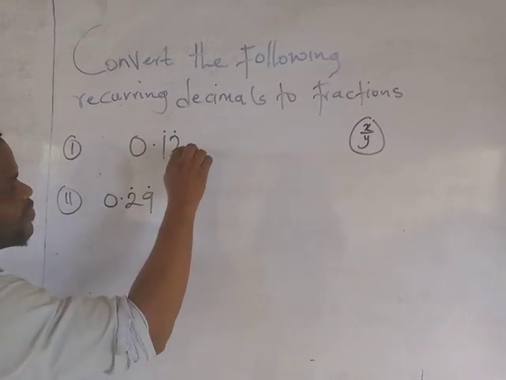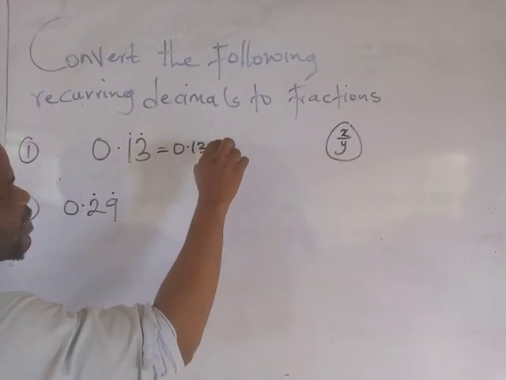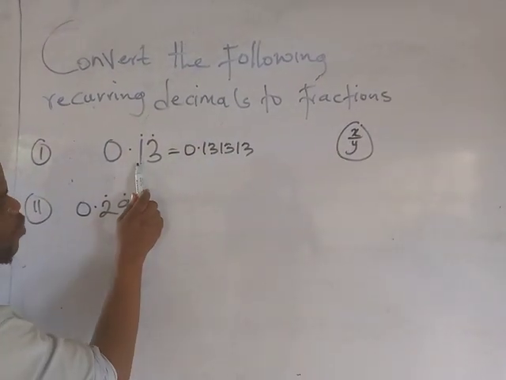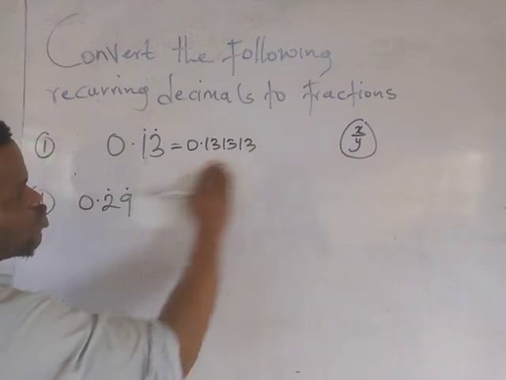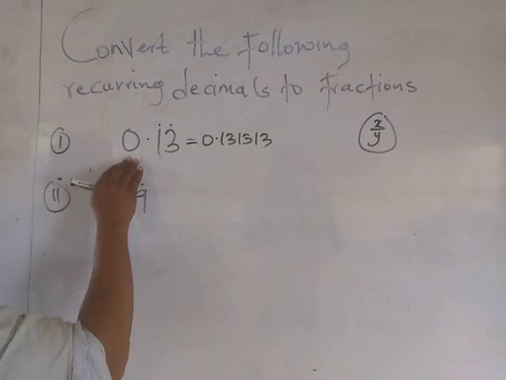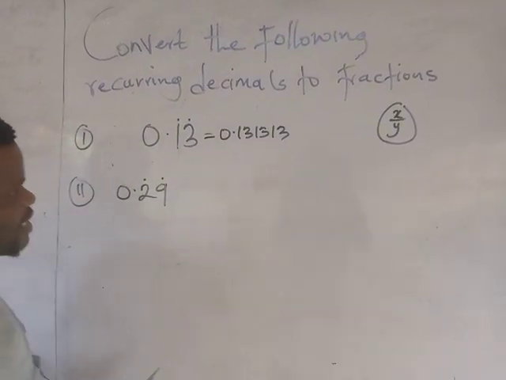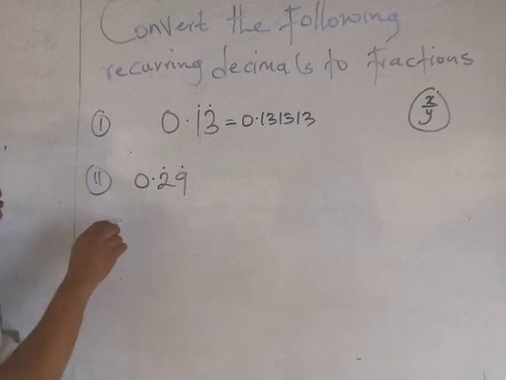This guy can be written as 0.131313. So the number 13 continues like that almost forever. So if I have a decimal like this, how do I convert it to a fraction? Let's see how we do. So what I do is that you make an assumption.